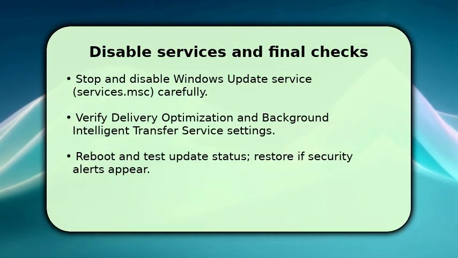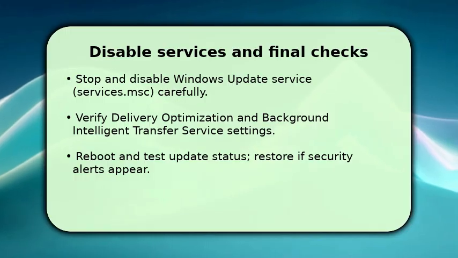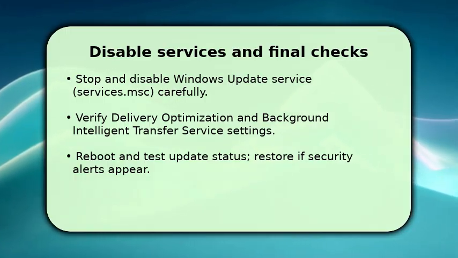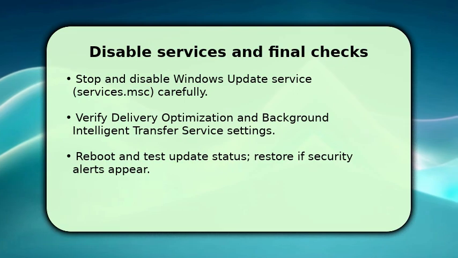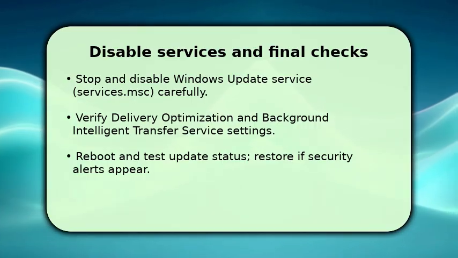After making these changes, reboot to confirm Windows shows updates paused or disabled. If system health or security alerts appear, make sure to restore services and allow critical updates. And remember, disabling updates increases long-term risk.